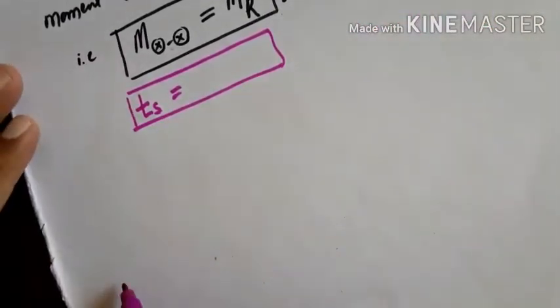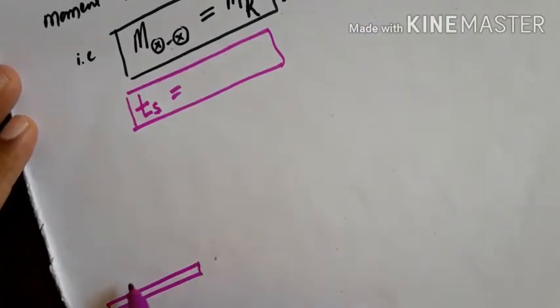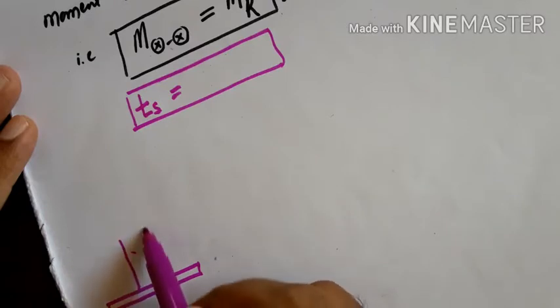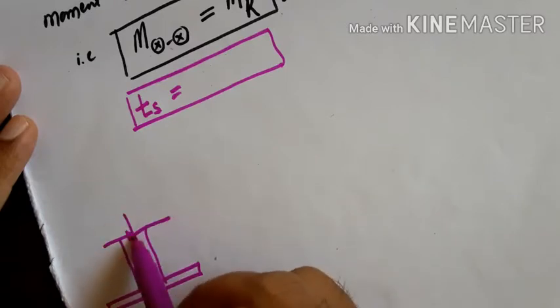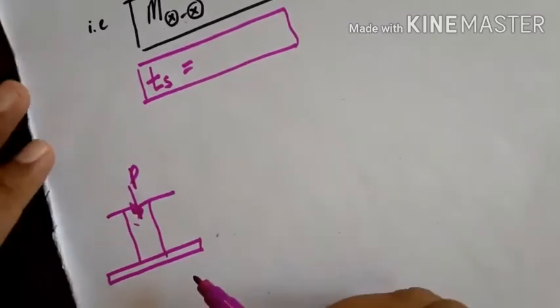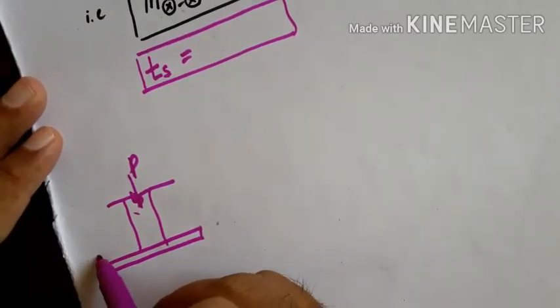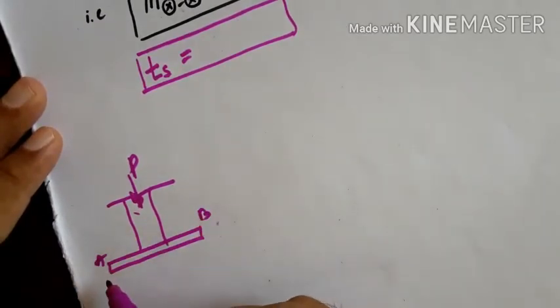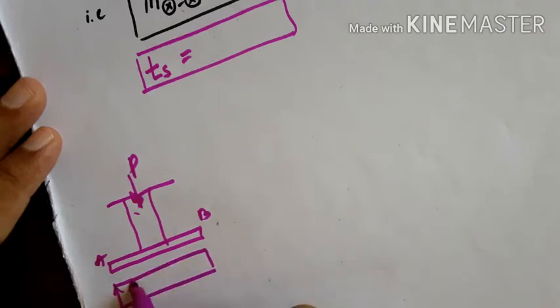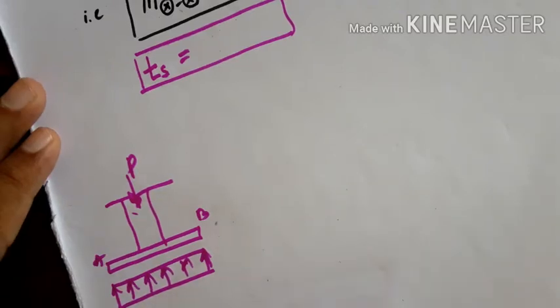For this condition, suppose this is the base plate and this is the column. If only one load, that is P, is acting, and I take this end as a and B, whatever stress distribution you get underneath the column is uniform, like this. And the stress we get from this end to this end is P by A.